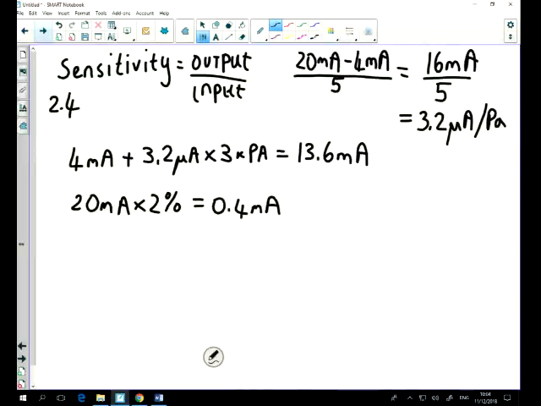So that's the worst case difference it could be. You just subtract and add that to give the range of values it could probably read at this 3 kilopascals. So 13.6 minus 0.4 is obviously 13.2. Just write plus or minus 0.4 milliamp. Yeah.